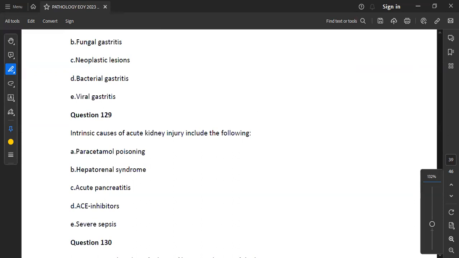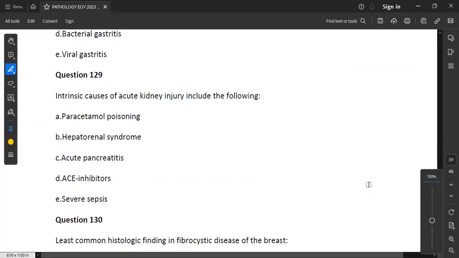Okay, 129. Intrinsic causes of AKI include the following. What do we think the answer to this one is? I think we'll first go through them. So intrinsic causes of acute kidney injury.